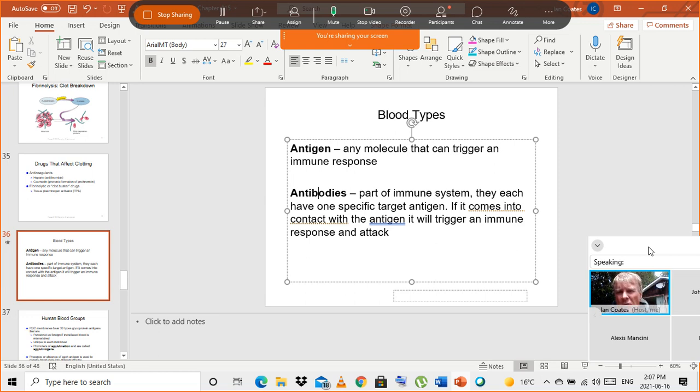So to go over this, antigens are any molecule that can trigger an immune response with those glycoproteins. An antibody is floating around looking for that antigen, and antibodies are only looking for one antigen. And if it comes into contact with this antigen, it will trigger an immune response and attack.